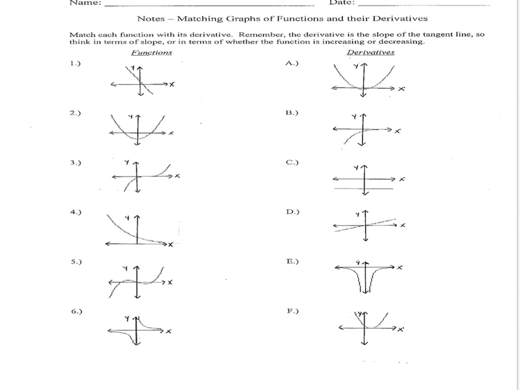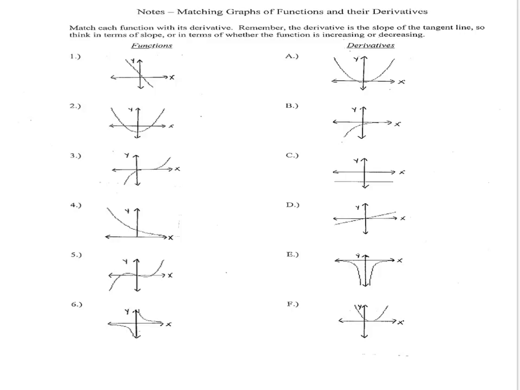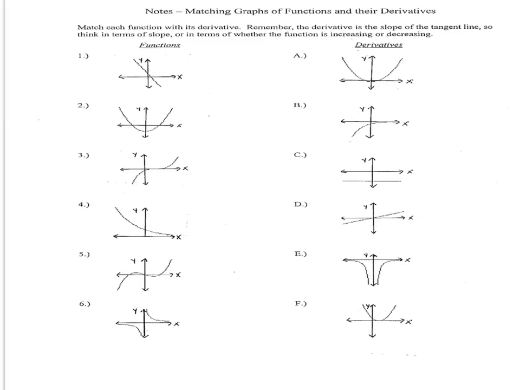So on the left-hand side, we have a graph of a function, and on the right-hand side, we have all the graphs of the derivatives. Okay, and number 1, notice that it's a linear equation, and its slope is negative. And what we know about the slope of a line is that it's constant. So this slope is going to be negative throughout the line. So its derivative would just be a horizontal line. So number 1 is a match with C.